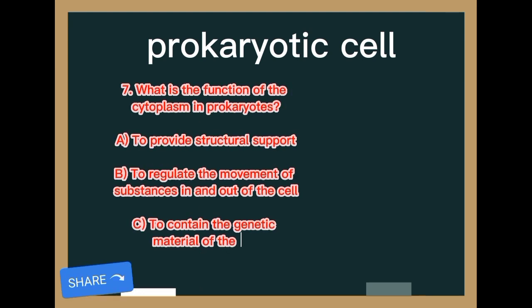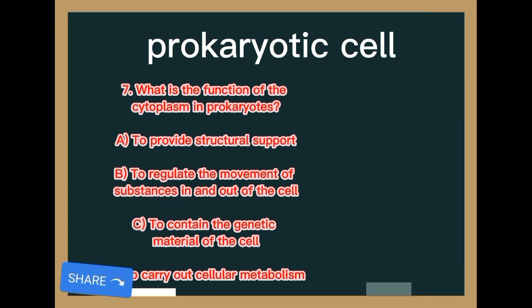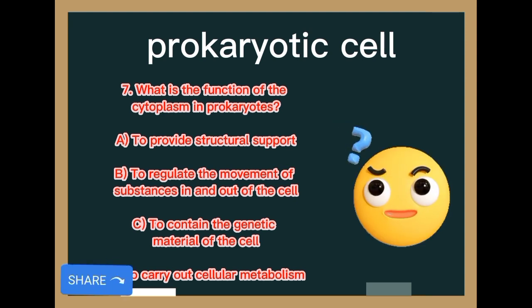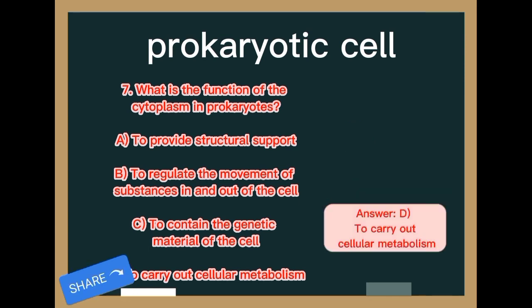7. What is the function of the cytoplasm in prokaryotes? A. To provide structural support. B. To regulate the movement of substances in and out of the cell. C. To contain the genetic material of the cell. D. To carry out cellular metabolism. Answer D. To carry out cellular metabolism.